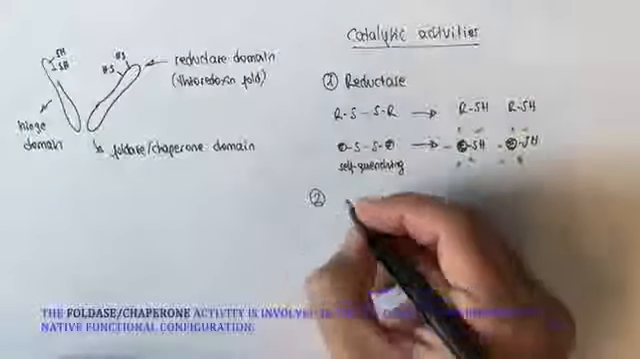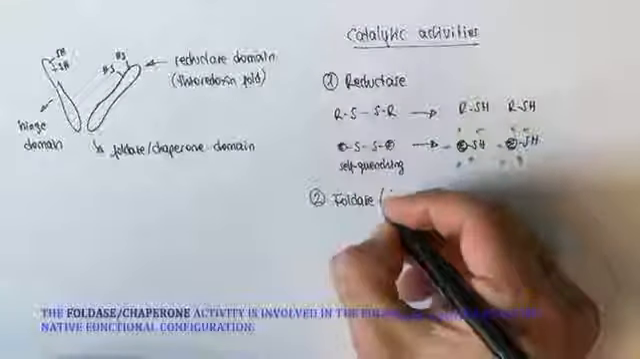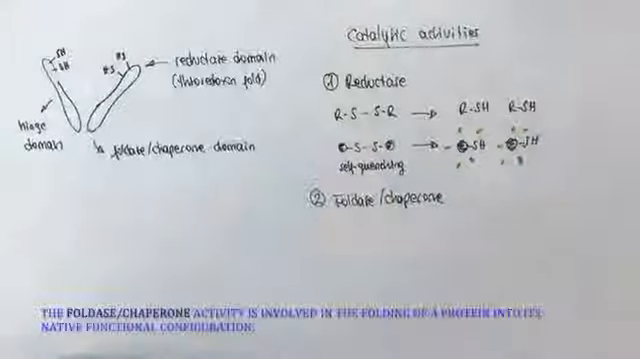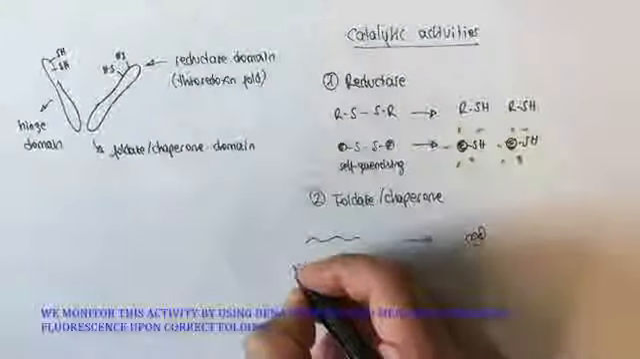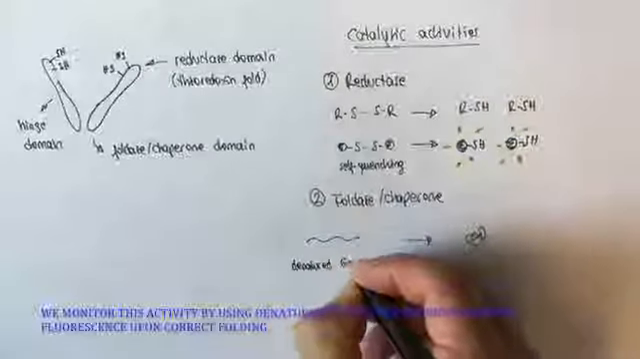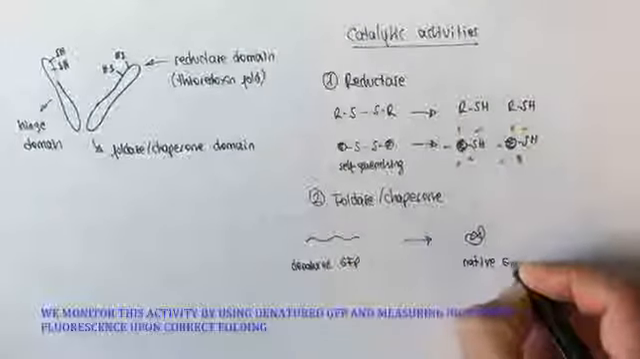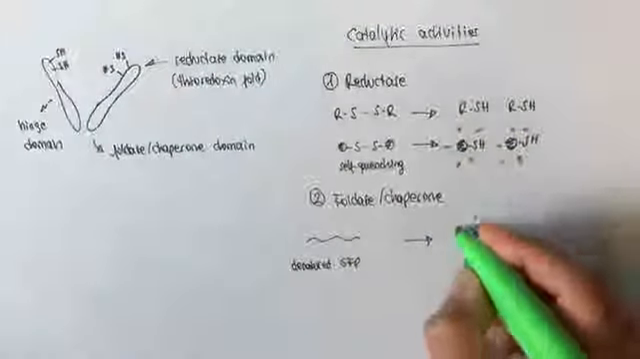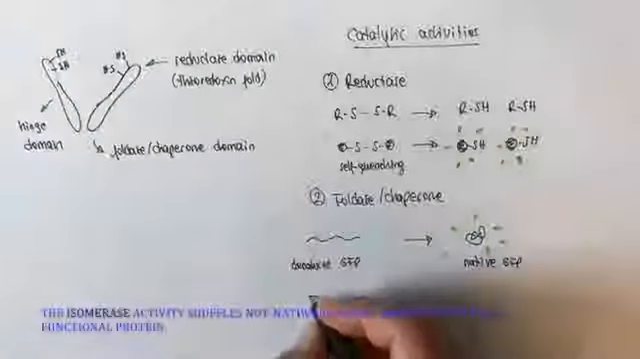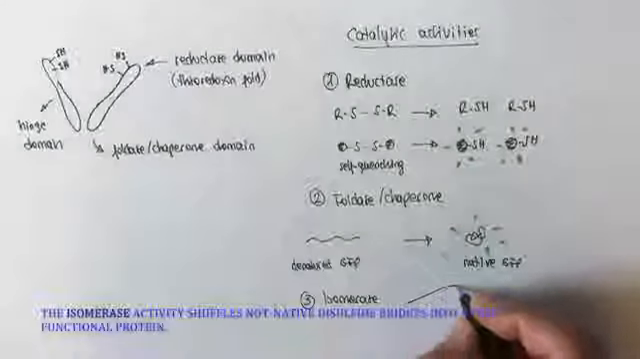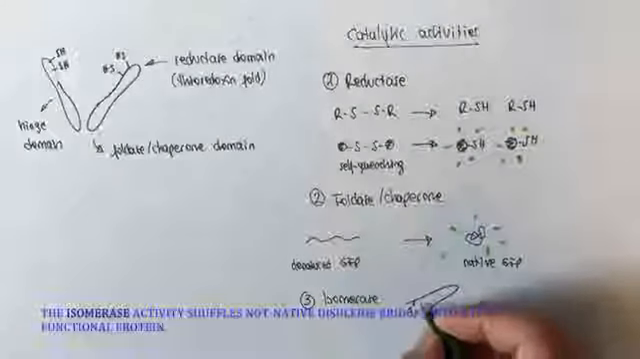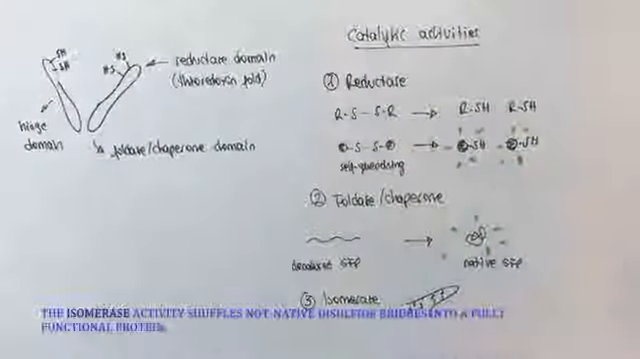The chaperone or foldase activity is involved in the folding of the nature protein into its native conformation. We monitor this activity by an increased fluorescent signal of the nature GFP that acquires its native conformation. The disulfide isomerase activity shuffles non-native disulfide bridges into a fully functional native protein.